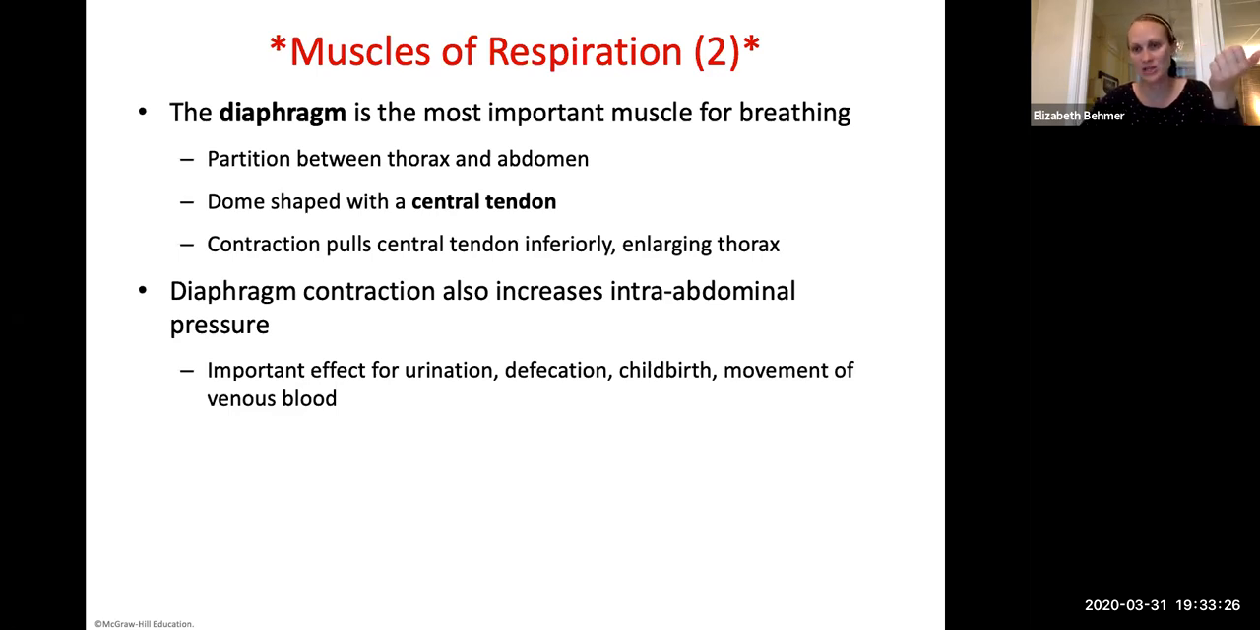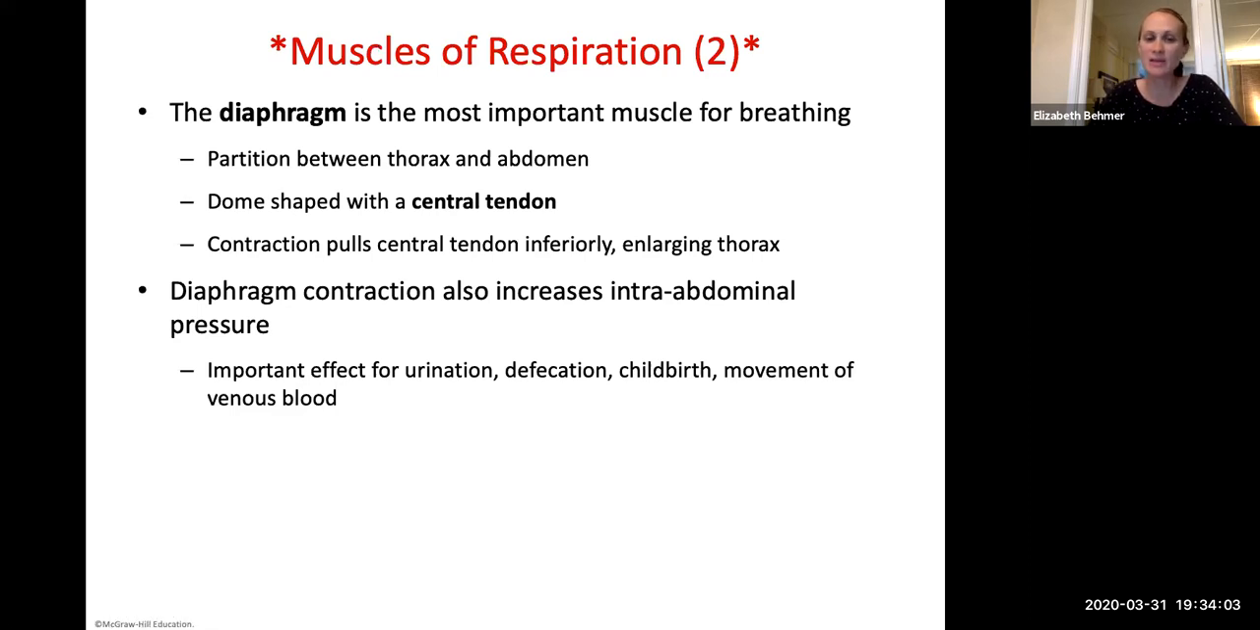a dome-shaped muscle. It's a partition or a divider between your thorax, which is where your lungs are, and your stomach, which I'm not going to show you now, it's pretty big. It inserts itself on the central tendon. That just means the muscle comes together and inserts on what we call the central tendon. The contraction of that muscle pulls the central tendon down and enlarges your thorax, and air rushes in. So that is what the diaphragm is, how it is important, and its insertion is on the central tendon.